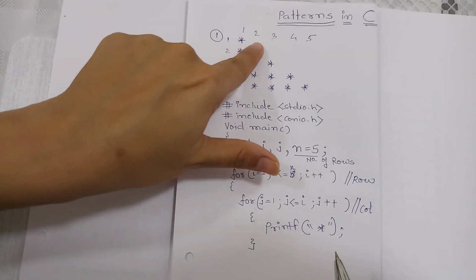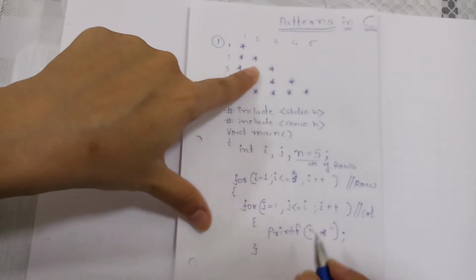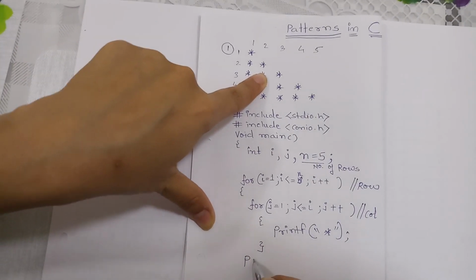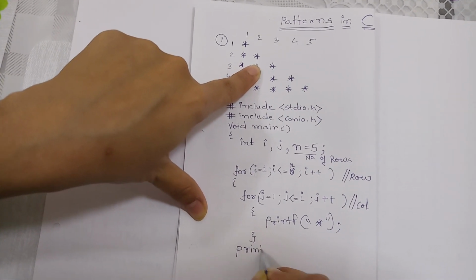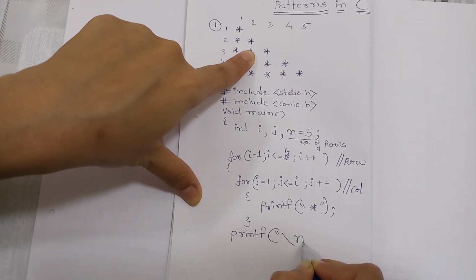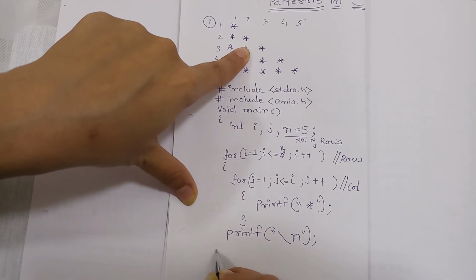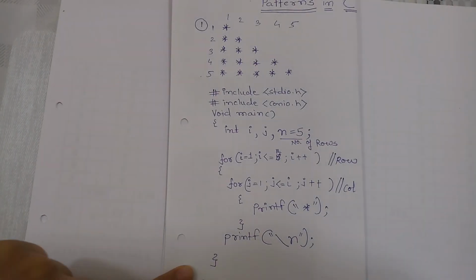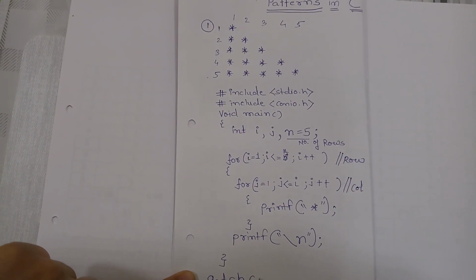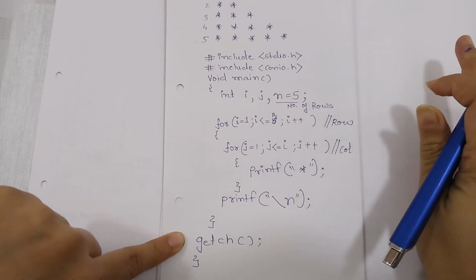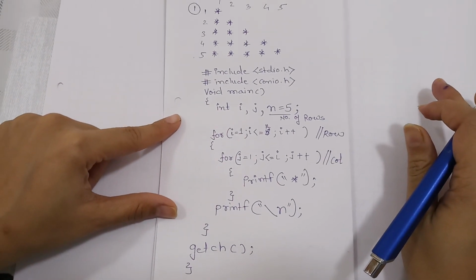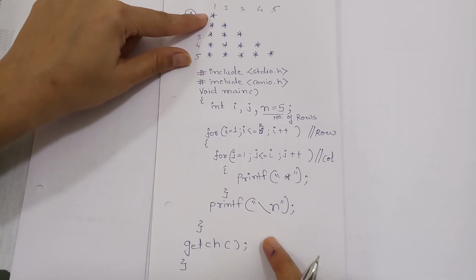Now after each and every row completion we need to enter. So how will we print enter? That is using new line character, printf new line character, and this is how we complete our pattern. Then getch to hold your output screen and here your code is over, right? This will print the first pattern.